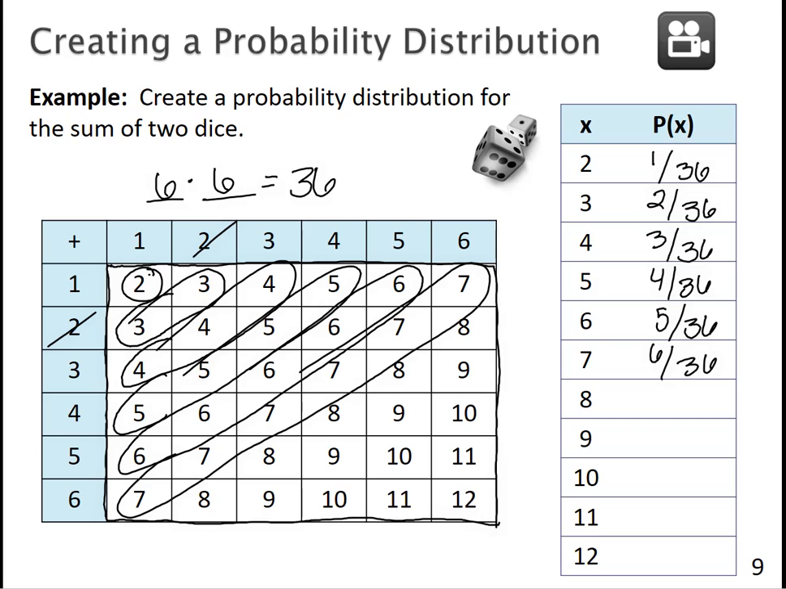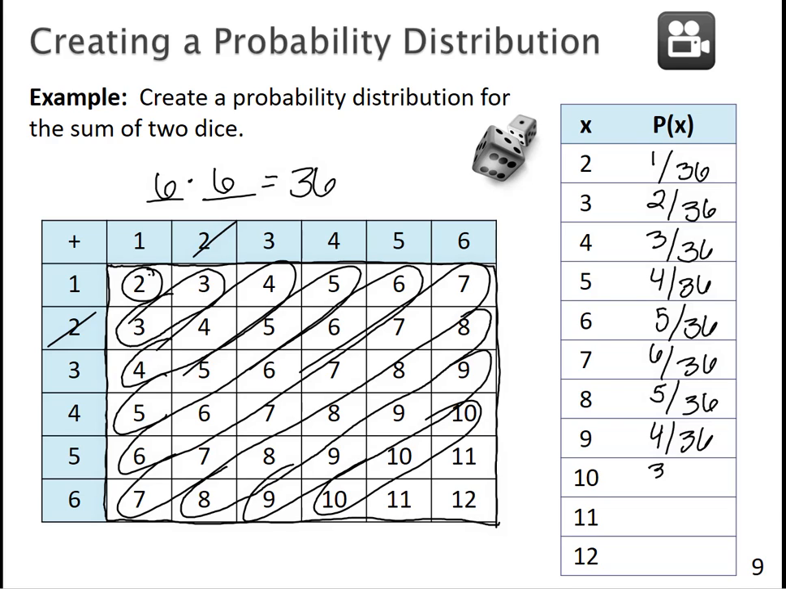All right, now you might get lazy and say, well, the probability of 8 must be 7 out of 36. But let's actually count. Notice that when I find the probability of 8, those probabilities start going back down because I only have 5 ways to get a sum of 8. So the probability of 8 is back down to 5 out of 36. The probability of 9 is 4 out of 36. The probability of 10 will be 3 out of 36. And the probability of 11 will be 2 out of 36. And the probability of 12 is 1 out of 36.